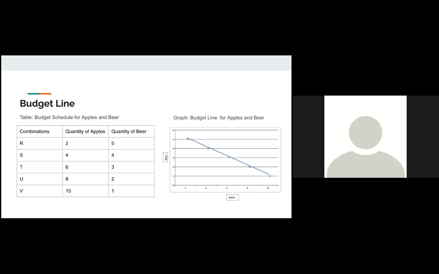Instead of buying 2 apples and 5 bottles of beer, I could also buy 4 apples and 4 bottles of beer, or 6 apples and 3 bottles of beer. So long as the apple and the beer remain at the same price, each time I would be spending all of my money, all of my salary split up between apples and beer. If we look at the graph on the right-hand side, we've just plotted the points from this table. What it's showing you is that all the points on this line represent all the different combinations of beer and apple that I can buy with my salary.